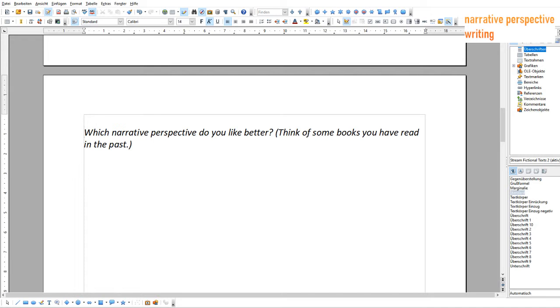So, now can you please write in the chat which narrative perspective you like better? If there's anyone here who can write it in the chat, please do so. I will wait a few minutes if anyone responds.